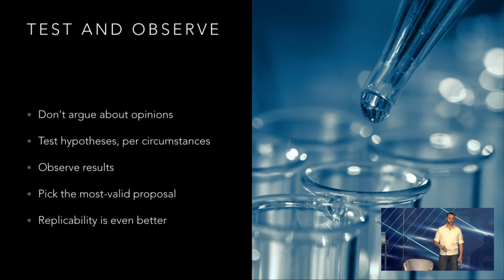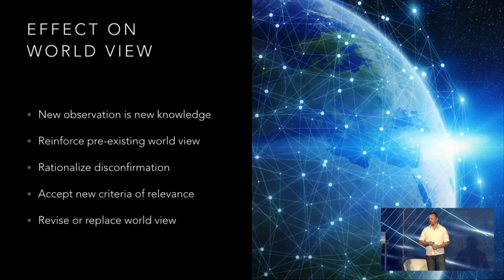Even better is if multiple people can apply that same hypothesis and, in testing it, come up with the same results. So replicability is another indicator that it is a valid hypothesis. So let's say you go through this process. You have an argument, you come up with two different decisions, you test them, you figure out which one is better.